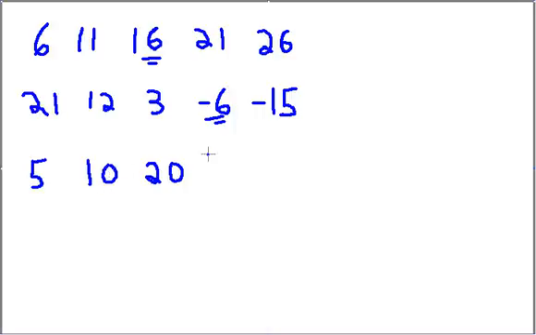With that in mind, what are the next two terms? Well, we have to take 20. Our pattern is multiplying by 2. 20 times 2 is 40. Our next term would then be 40 times 2, which is 80.